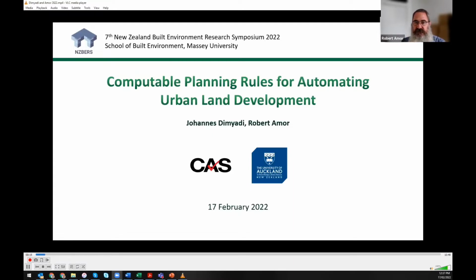This is part of a larger project that's been ongoing for around a decade, looking at how we transform codes and standards in New Zealand into a computable form. So with the use of BIM and other tools, we're able to automate the processing and checking of our designs against the relevant codes and standards in the country.